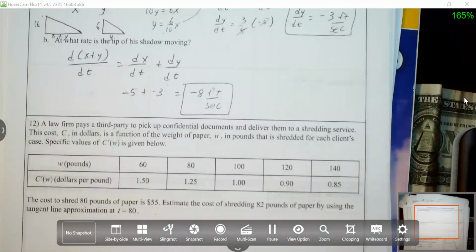Okay. Number 12, a law firm pays a third party to pick up confidential documents and deliver them to a shredding service. The cost in dollars is a function of the weight of paper in pounds that is shredded for each client's case. Specific values of C prime of W are given below. Okay, cool. The cost to shred 80 pounds of paper is $55. Estimate the cost of shredding 82 pounds of paper by using the tangent line approximation at t equals 80. Okay, so we're doing linear approximation here.